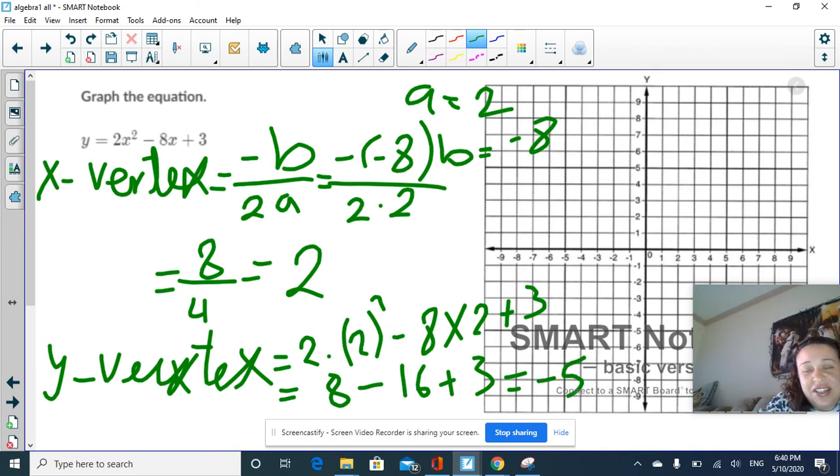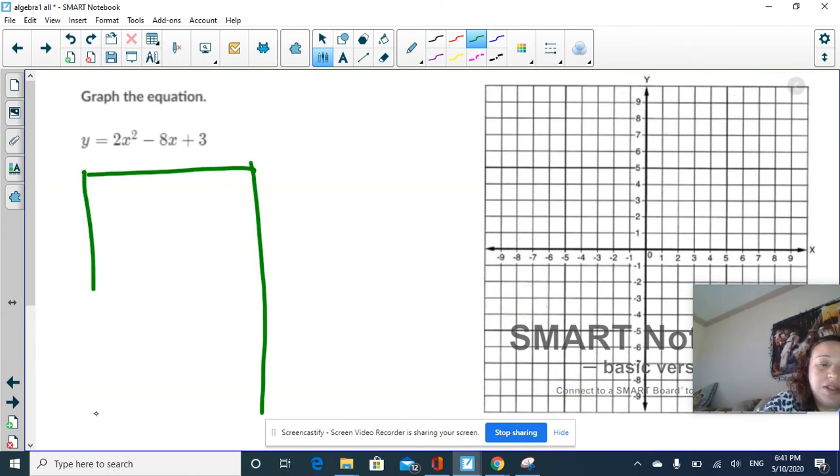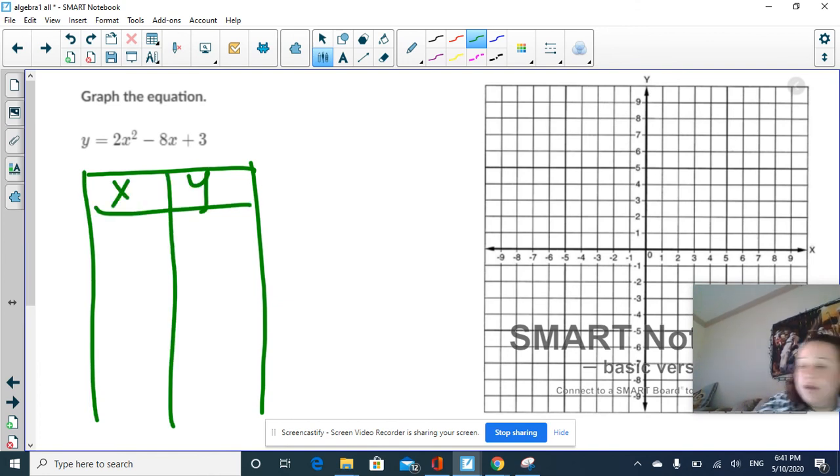So the vertex here will be 2, comma, negative 5. I want to review it fast. 2 times 2 squared minus 8 times 2 plus 3. Plug in x equals 2: 2 times 4, 8, minus 16 plus 3, negative 8 plus 3, negative 5. That's correct. This is the vertex, 2 and negative 5. You will put it in the table and find a point up and a point down, x and y values.